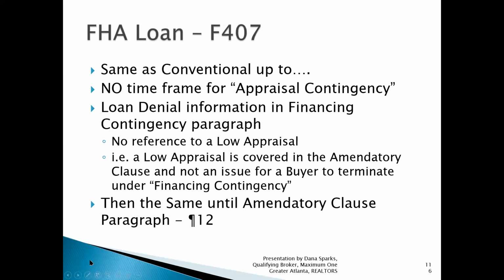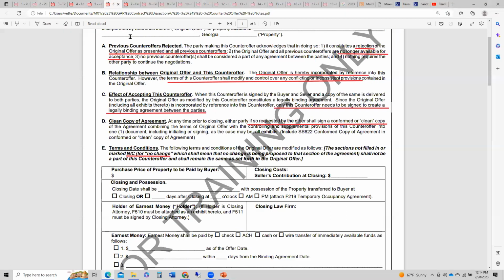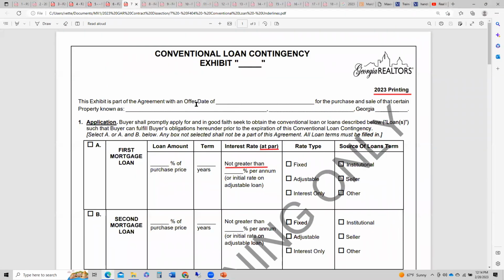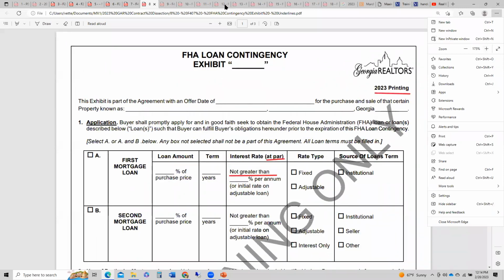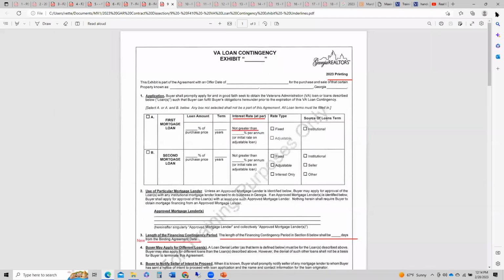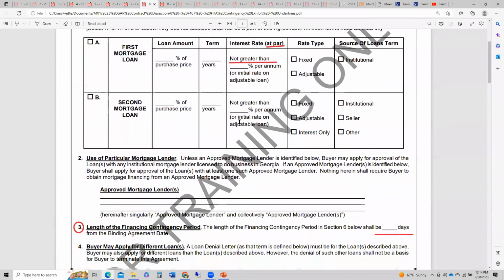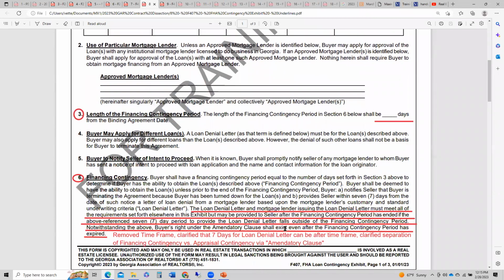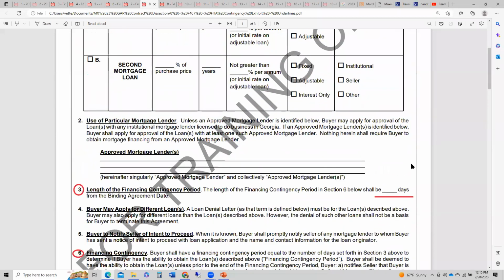All right. Whew. All right, let me talk about the FHA loan exhibit and the VA loan exhibit. The FHA, is this form right? I'm sorry, that was conventional. Here is FHA. Here is VA. FHA, everything is the same up until we get to the loan denial letter information. But for the fill in the blanks for timeframes, seller disclosure versus as is.